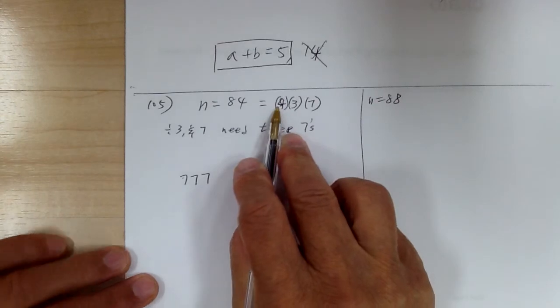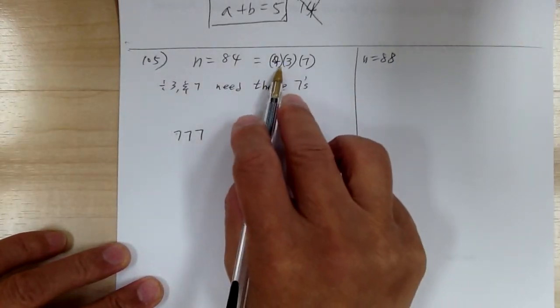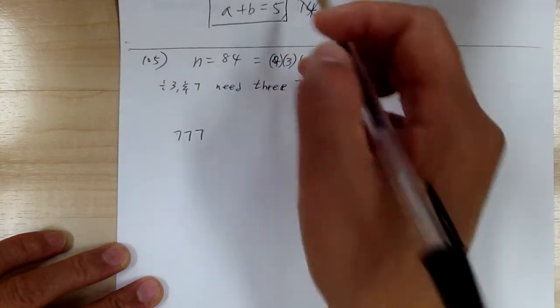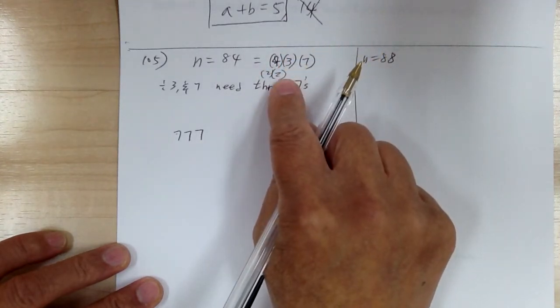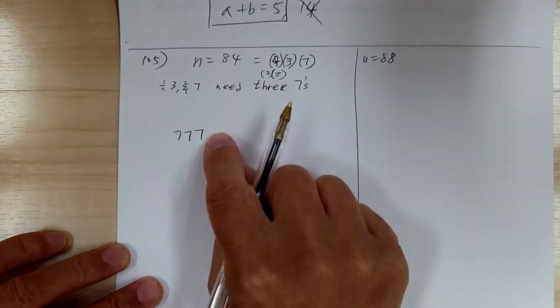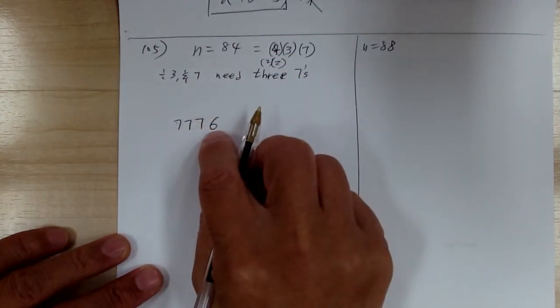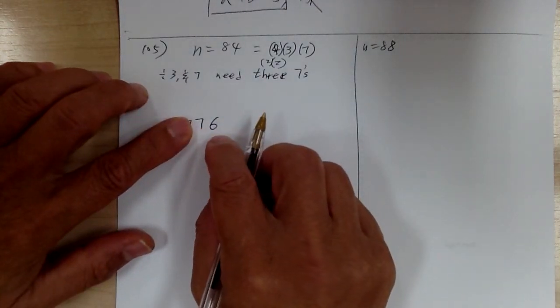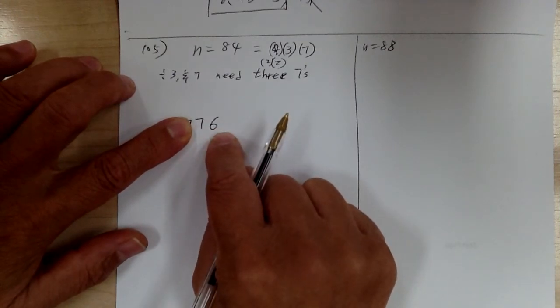Now, in order to be divisible by 4, we know that the last two digits, well, obviously the last digit has to be even, because 4 is equal to 2 times 2, right? So in order to be divisible by 2, the last digit has to be even, therefore the 6 has to be on the end. And then we can check. We can check the last two digits: divisible by 4, yes. And let's see.